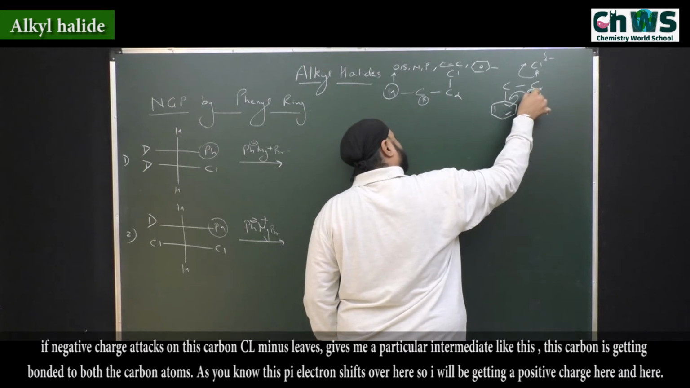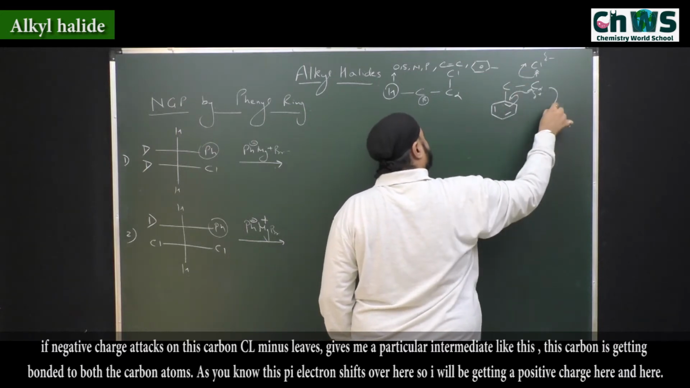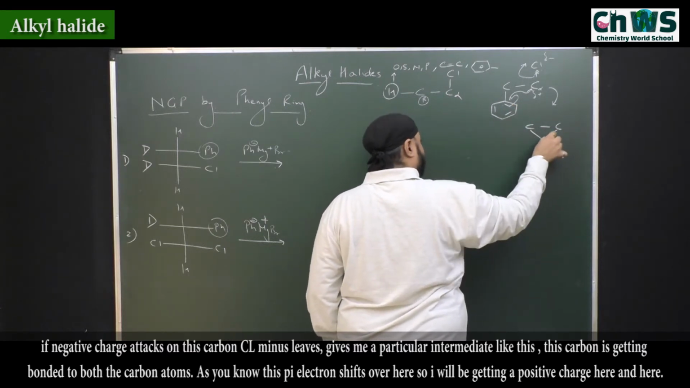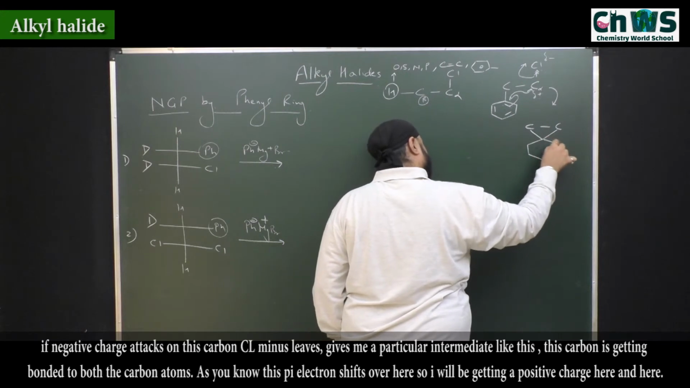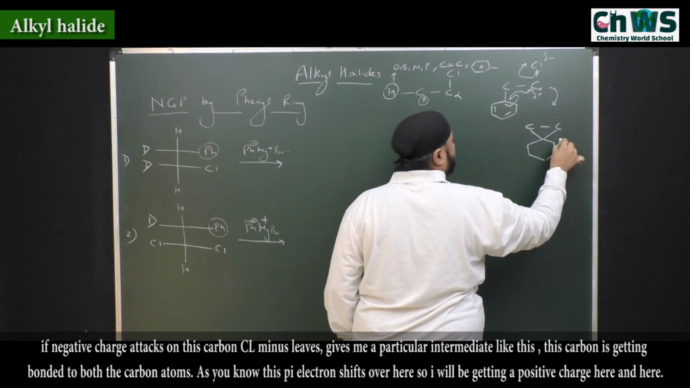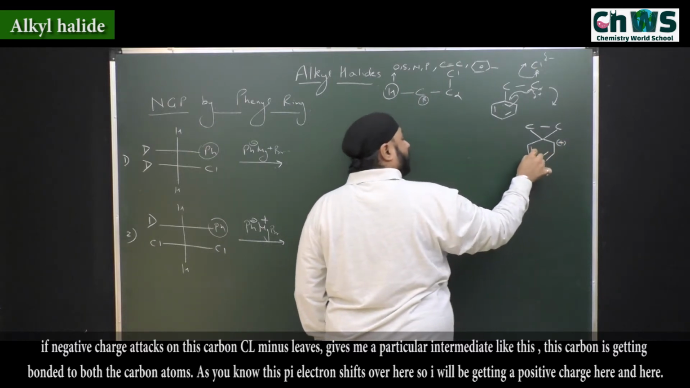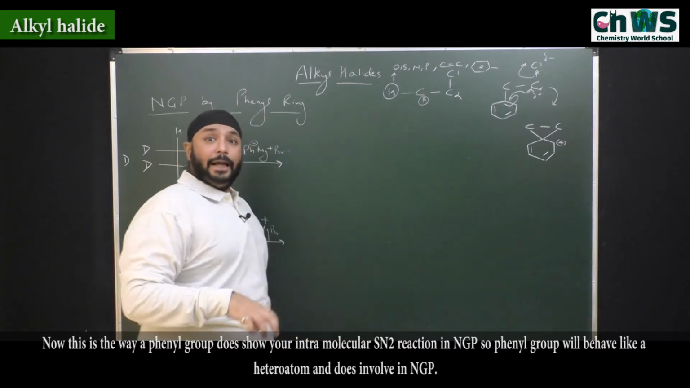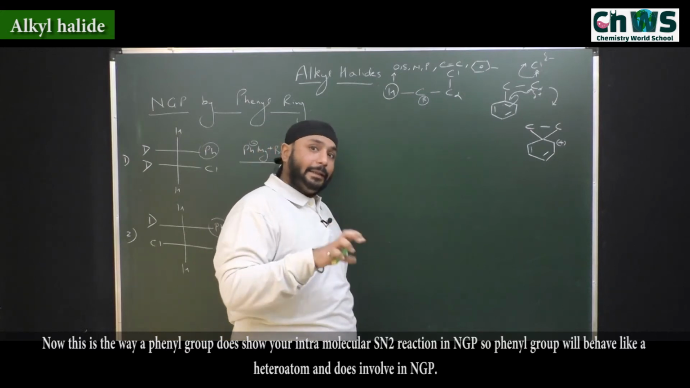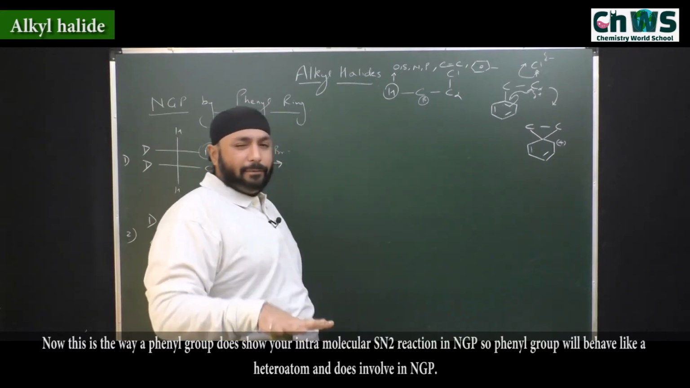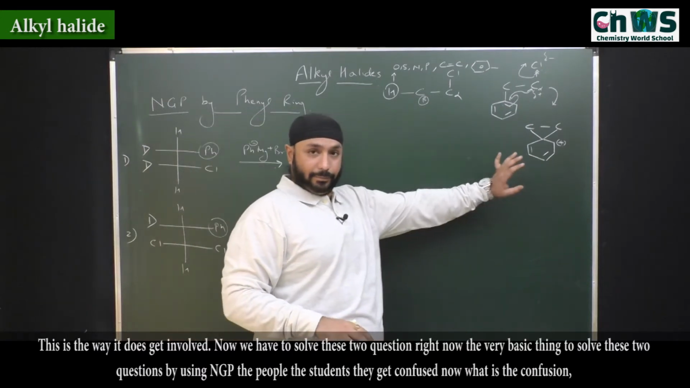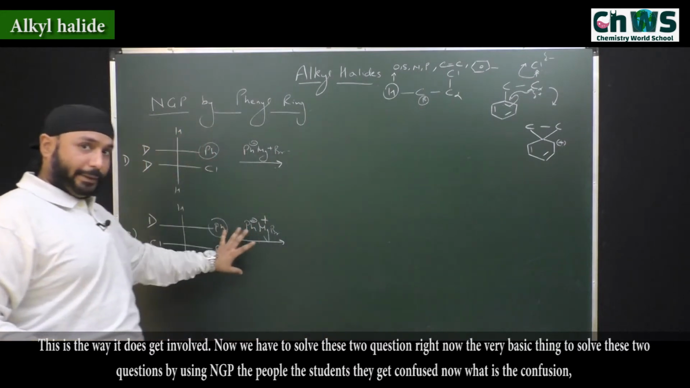If the pi electrons attack on this carbon, Cl minus leaves, which gives me a particular intermediate like this. This carbon is getting bonded to both the carbon atoms. As we know that this pi electron shifts over here, so I'll be getting a positive charge here and here. Now this is the way a phenyl group does show intramolecular SN2 reaction in NGP. So phenyl group will behave like a heteroatom and does involve in NGP, and this is the way it does involve, right? Now we have to solve these two questions, right?